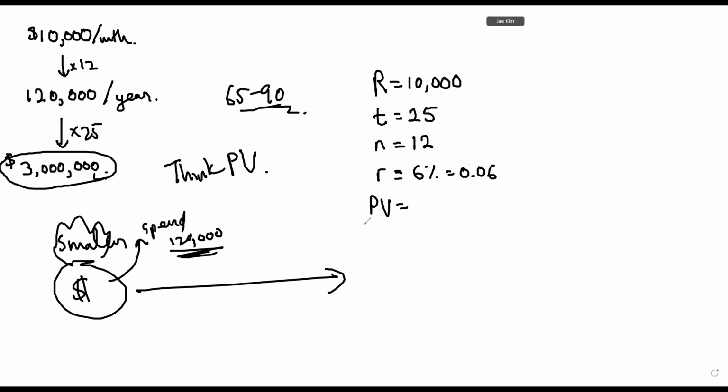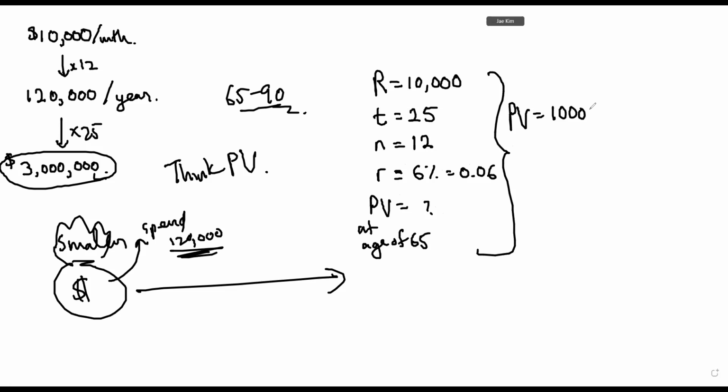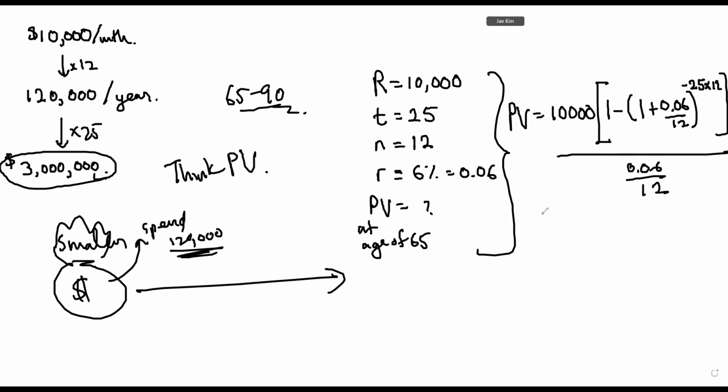What is the present value that I need at the age of 65? How much do I need? Let's plug that into the formula. PV is equal to a payment of $10,000 every month, times 1 minus (1 plus 0.06 divided by 12) to the power of negative 25 times 12, all over 0.06 divided by 12. Is that 1 minus the answer, multiplied by 10,000, divided by 0.06 divided by 12. Okay.